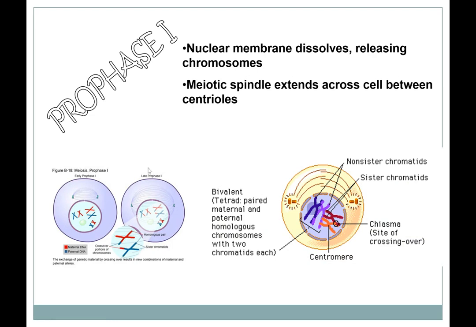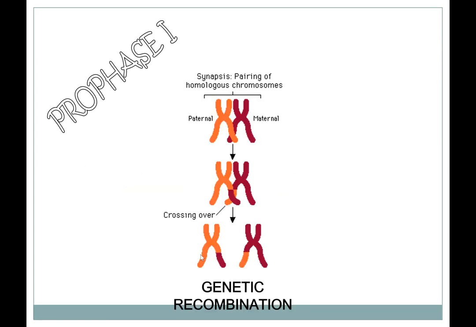A couple of other important things that happen and things that are similar to mitosis. The nuclear membrane comes apart so the chromosomes can be free. The spindle fibers start to move across the cell. So when it's time for those chromosomes to be pulled apart, the spindle fibers will be able to pull them apart. This is just another example of prophase one crossing over, which you can also refer to as genetic recombination.